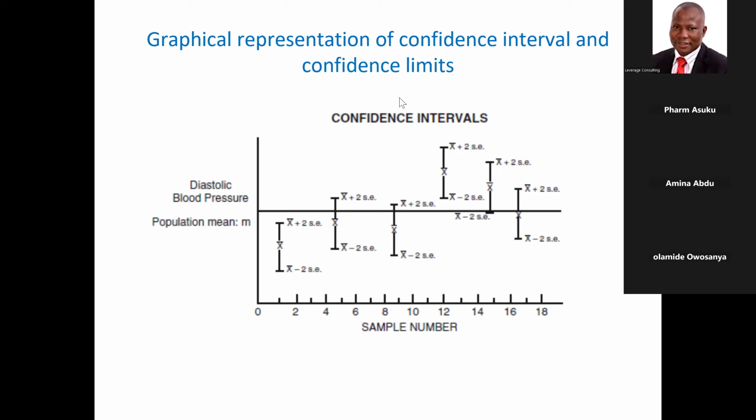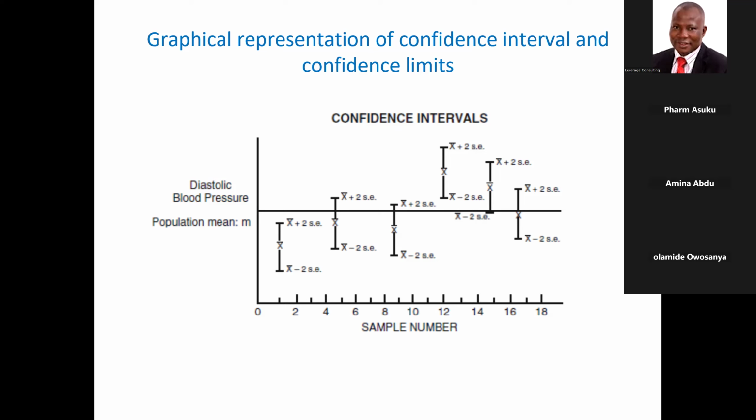The diastolic blood pressure: the population mean is the horizontal line you see. The mean diastolic blood pressure is along the horizontal line. The vertical axis is the diastolic blood pressure. On the horizontal axis, from 0 to 3, those are the number of samples. The middle horizontal line is the mean. So there are 6 samples that were taken.